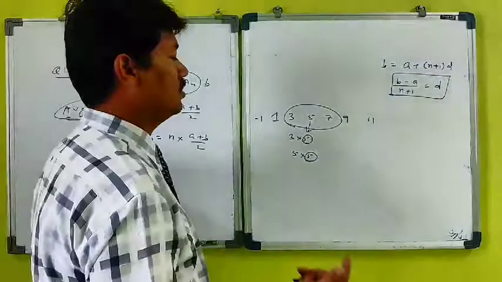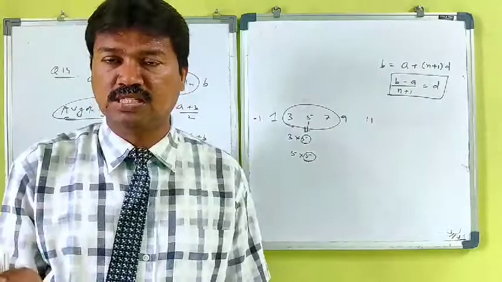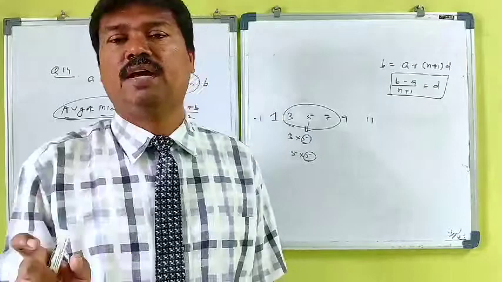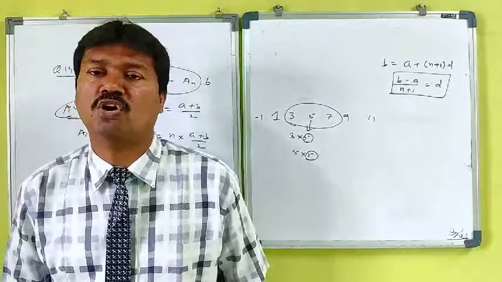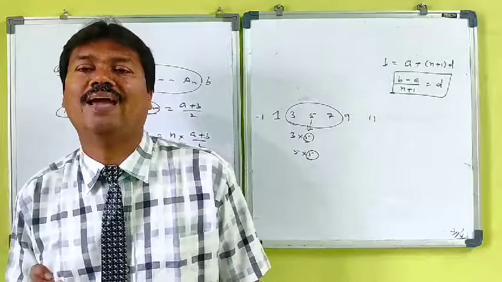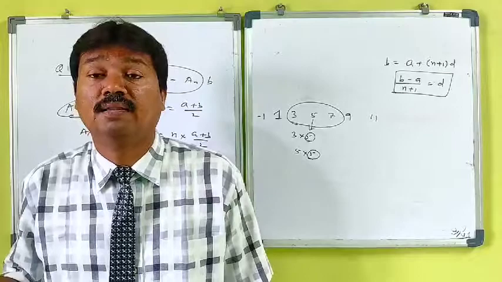So always concentrate on the middle term. The sum of 3 middle terms, 5 middle terms, or 7 middle terms is always the number of terms into the average of the middle terms. Sometimes the middle term is strictly possible, because if the number of terms is odd there is only one middle term, and if the number of terms is even, then you have to take the average. That is the middle value, and the middle value is always equal to the sum of first and last divided by 2. It is very crucial that you know how to do that.